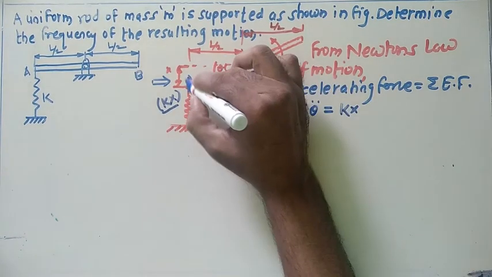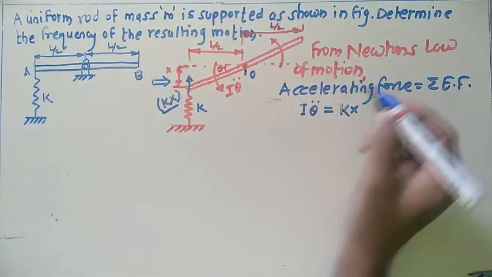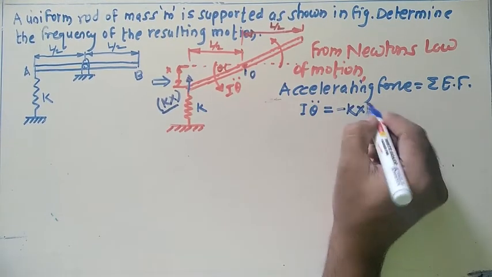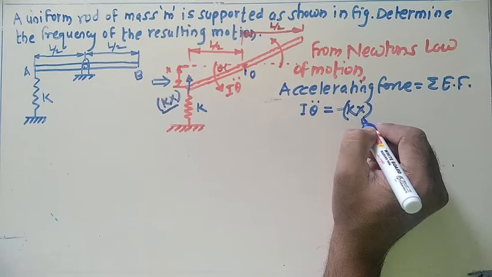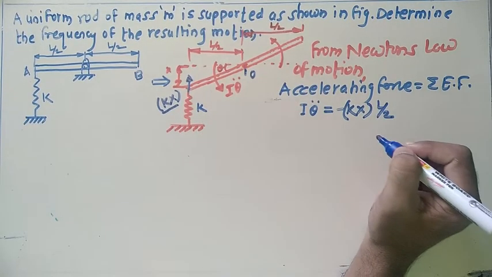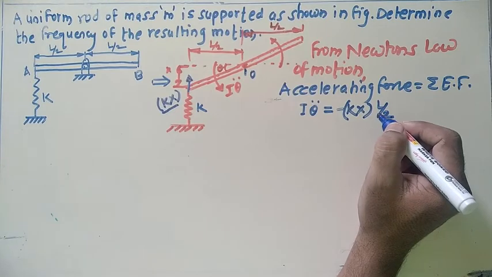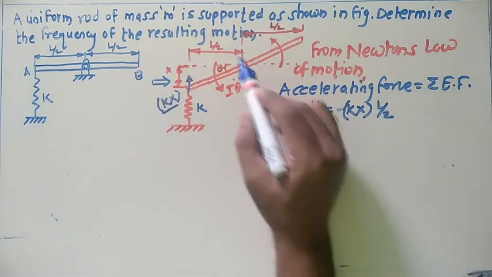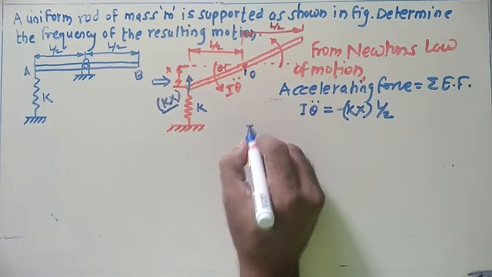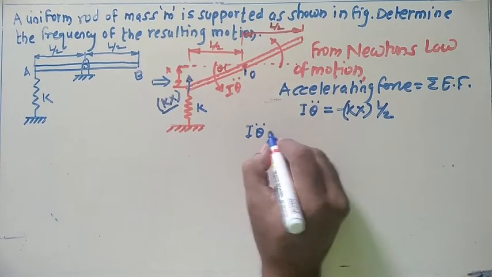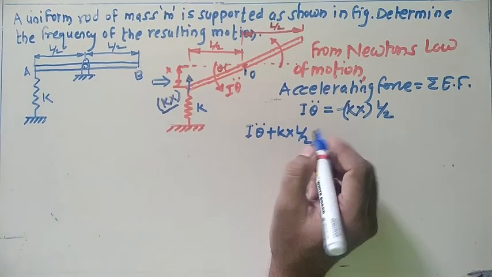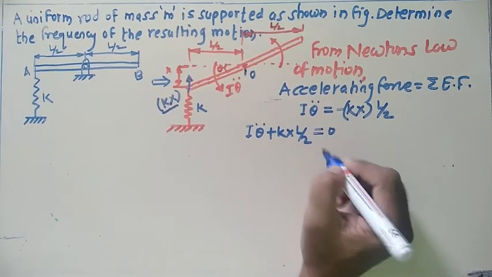The magnitude Kx turns about this point in clockwise direction. For clockwise, you have to use the minus sign. So the spring force Kx is multiplied by distance L by 2. Apart from this, there is no other force. What is the next step? Simplify this: I theta double dot plus Kx into L by 2 equals 0.